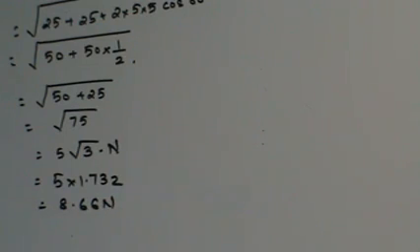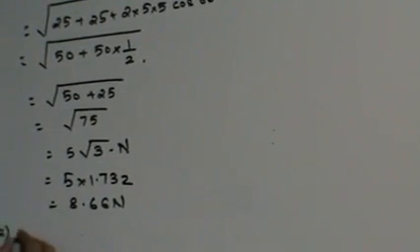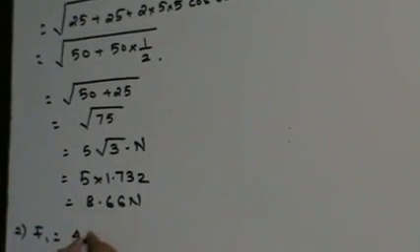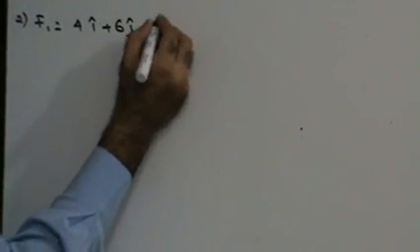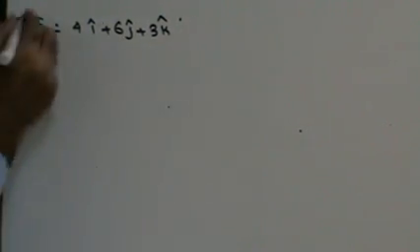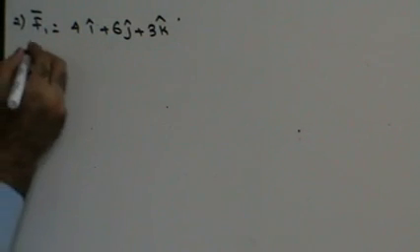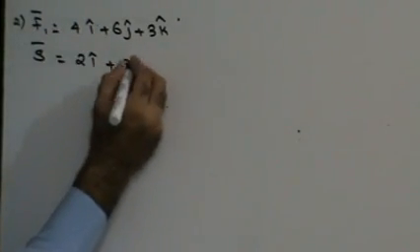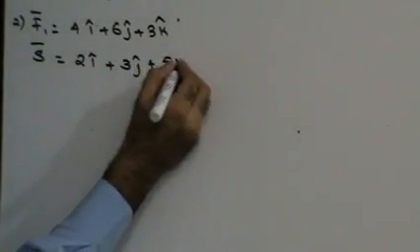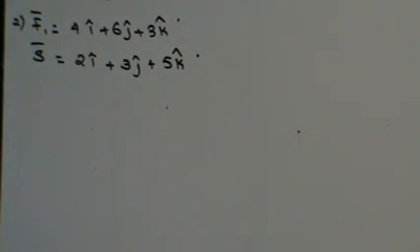Take down the next sum. A force F vector of 4i plus 6j plus 3k is acting on a particle and produces a displacement of 2i plus 3j plus 5k. Find the work done by the force.